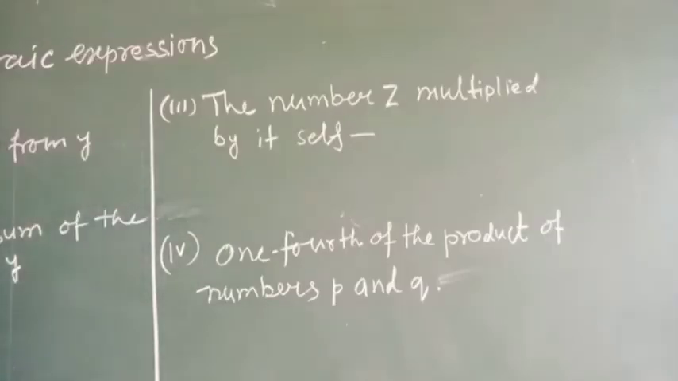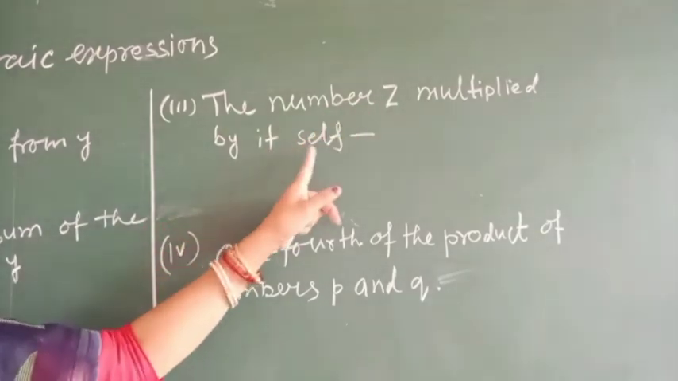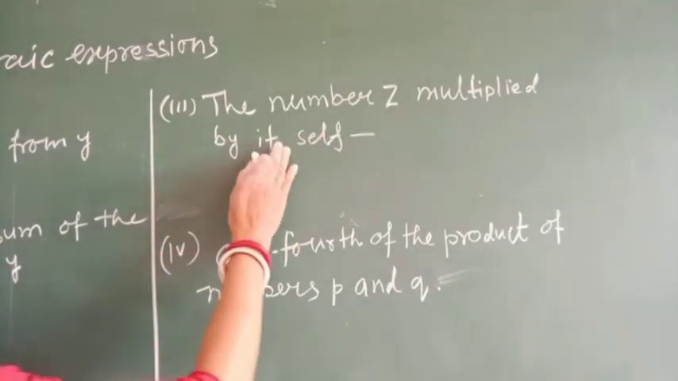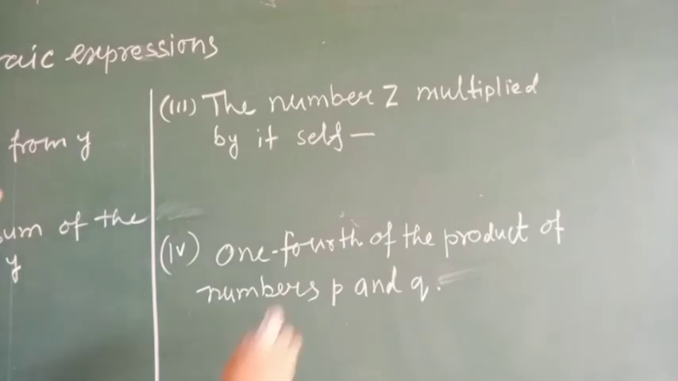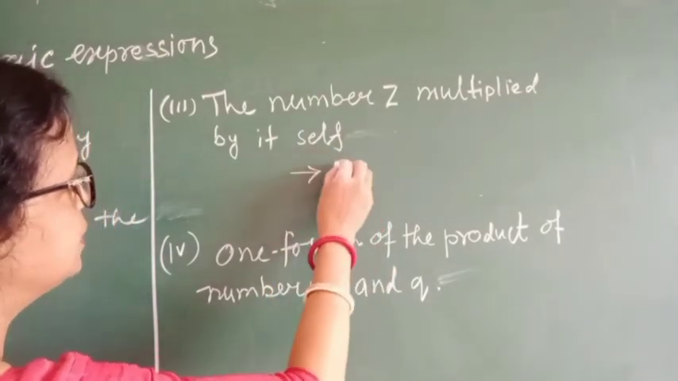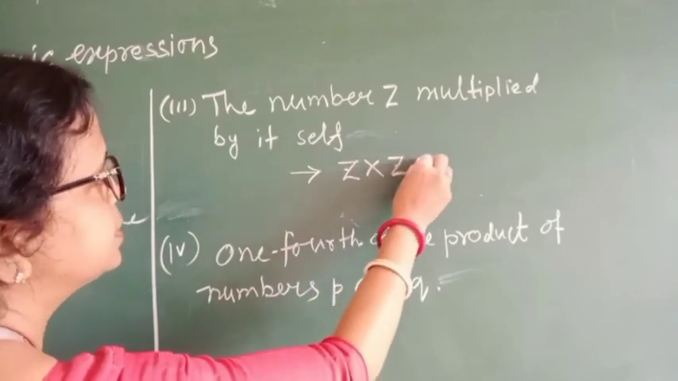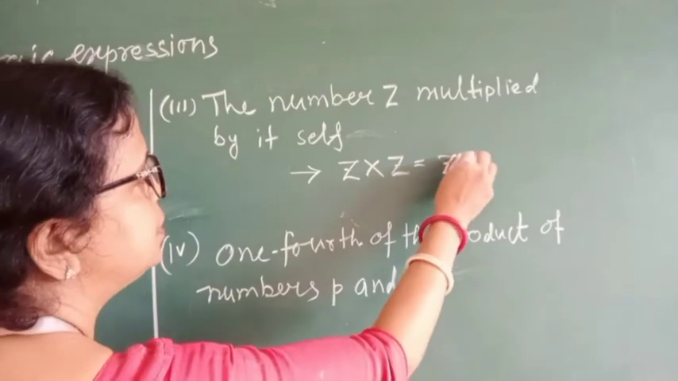Now question number 3, the number z multiplied by itself. Number z multiplied by itself. So z will be multiplied with z. What will be the result? z into z, z square.